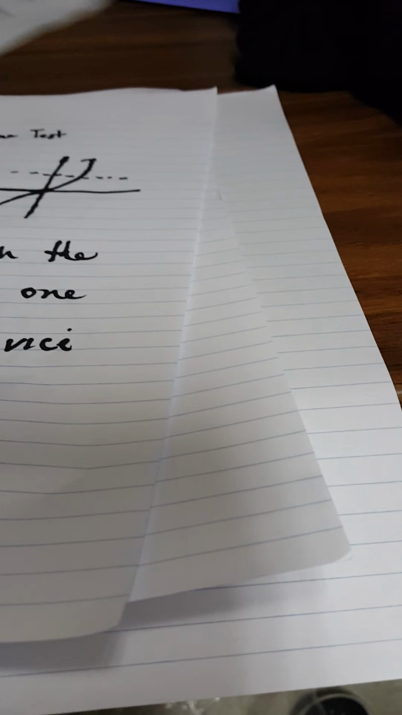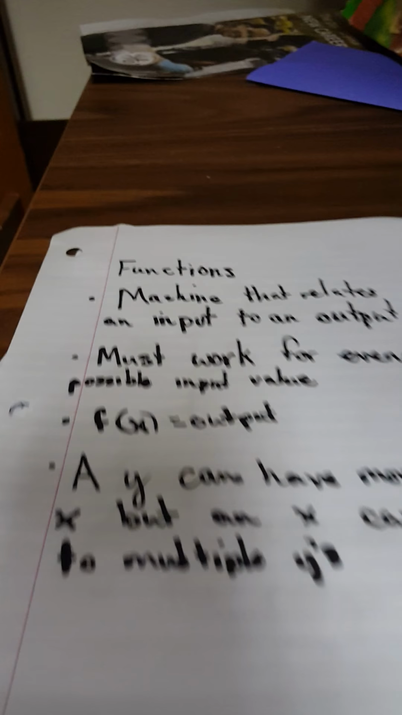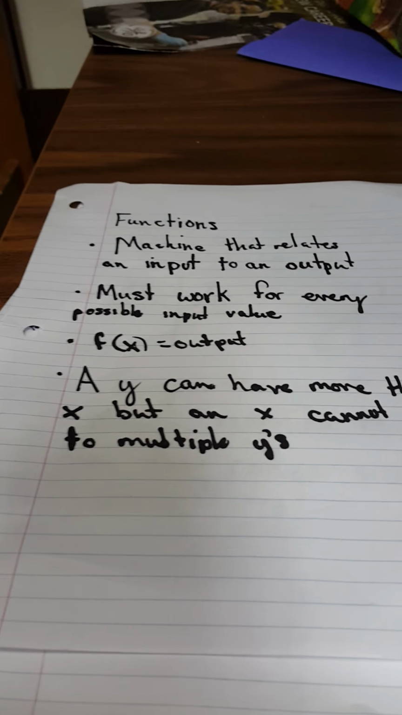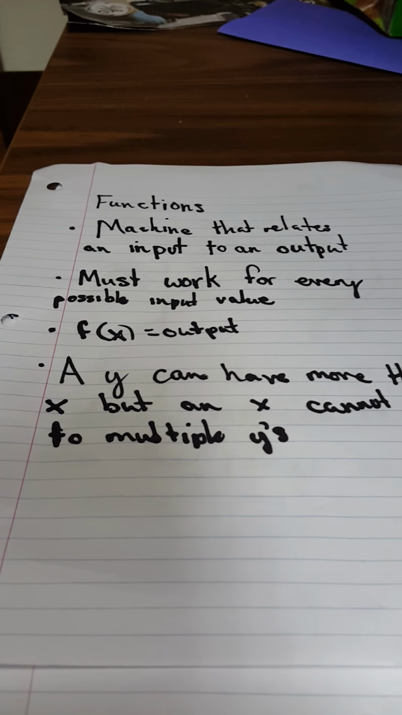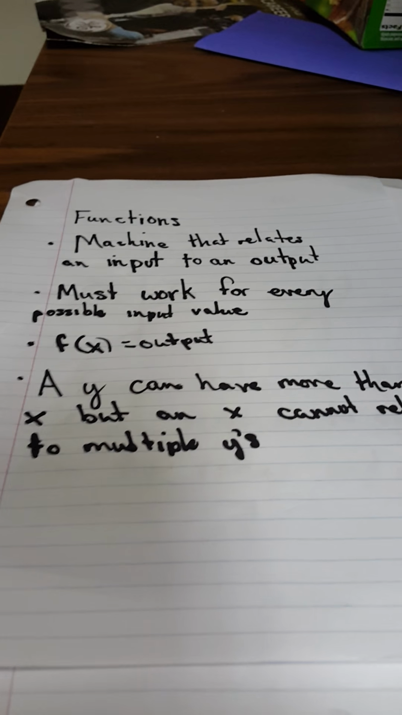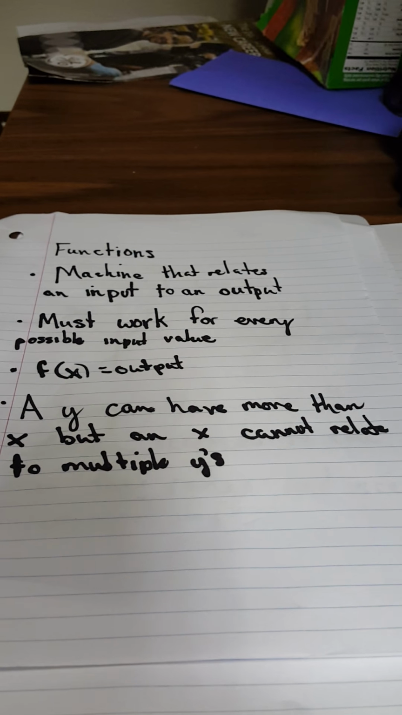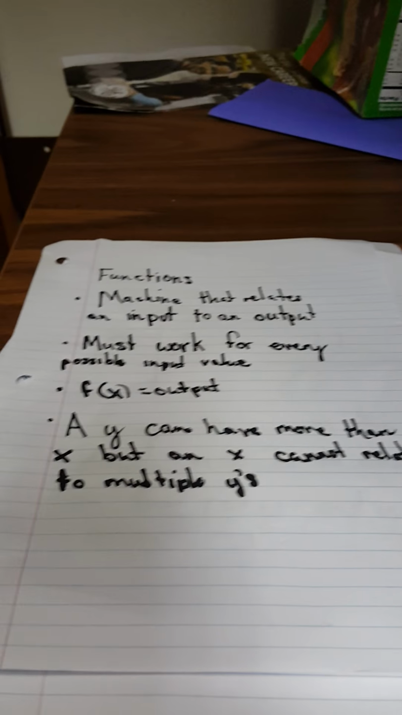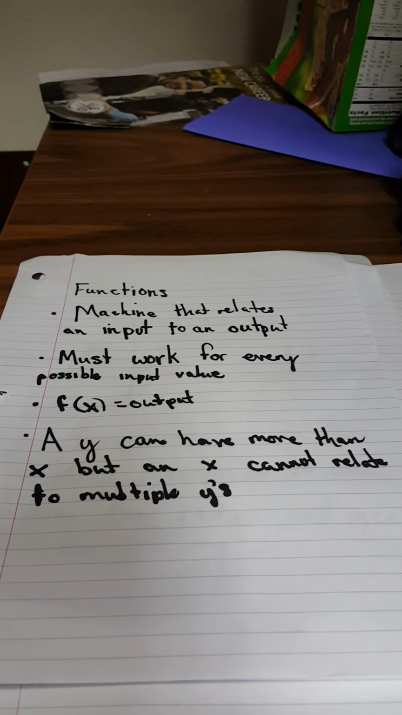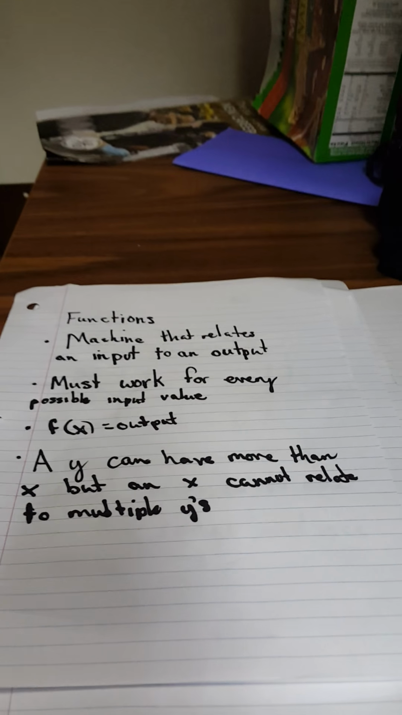So, for a recap, functions are like machines. A machine that relates an input to an output. It must work for every possible value. You can use function notation. A y can have more than one x, but an x cannot relate to multiple y's.